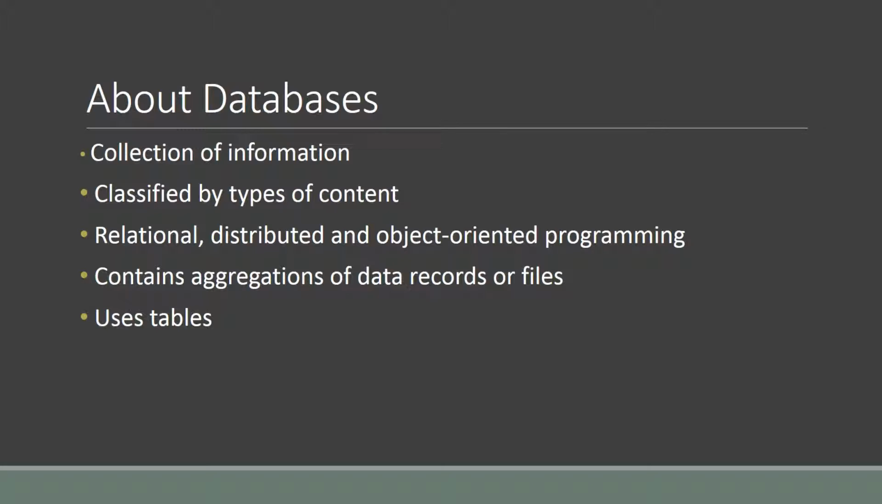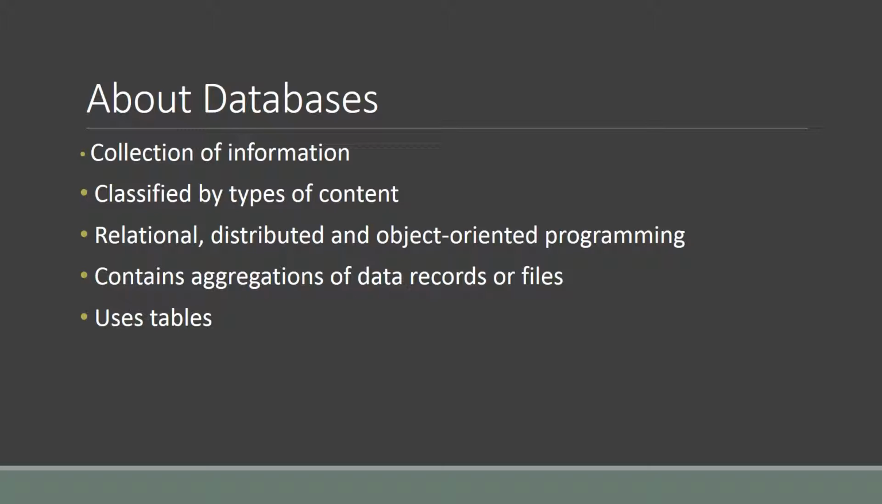Alright, about databases. A database is a collection of information that is organized so that it can be easily accessed, managed, and updated. In one view, databases can be classified according to types of content: bibliographic, full text, numeric, and images. In computing, databases are sometimes classified according to their organizational approach. The most prevalent approach is the relational database, and this is a tabular database in which data is defined so that it can be reorganized and accessed in a number of different ways.